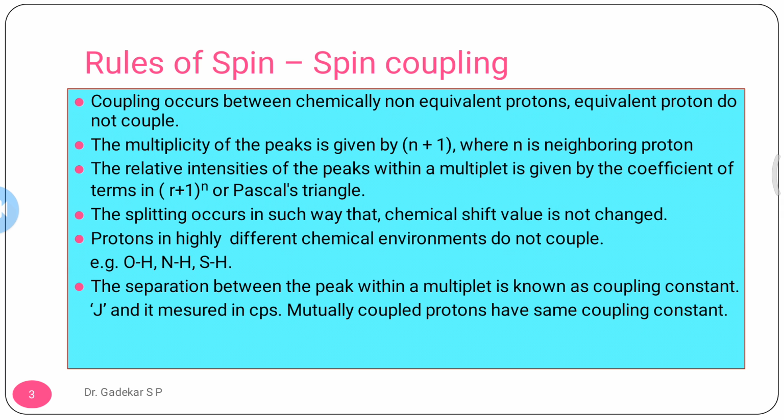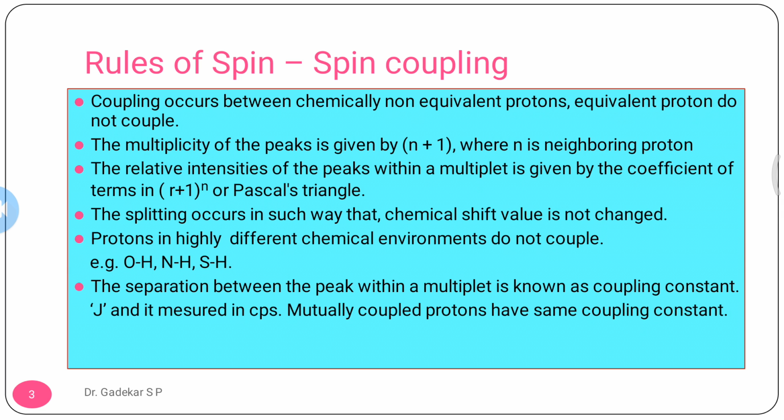Then the fourth rule: splitting occurs in such a way that the chemical shift value is not changed. The fifth rule: protons in a highly different chemical environment, or attached to heteroatoms, do not couple in spin-spin coupling.